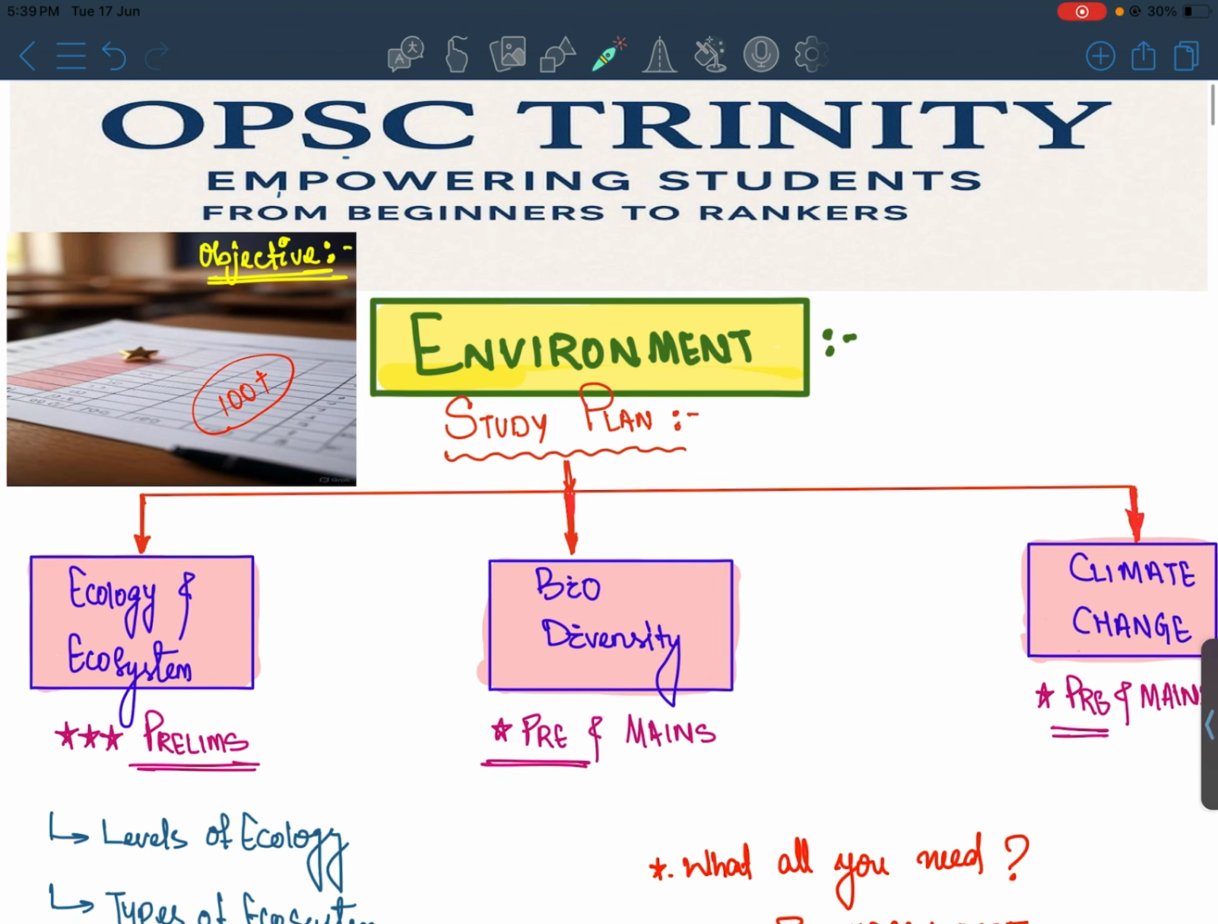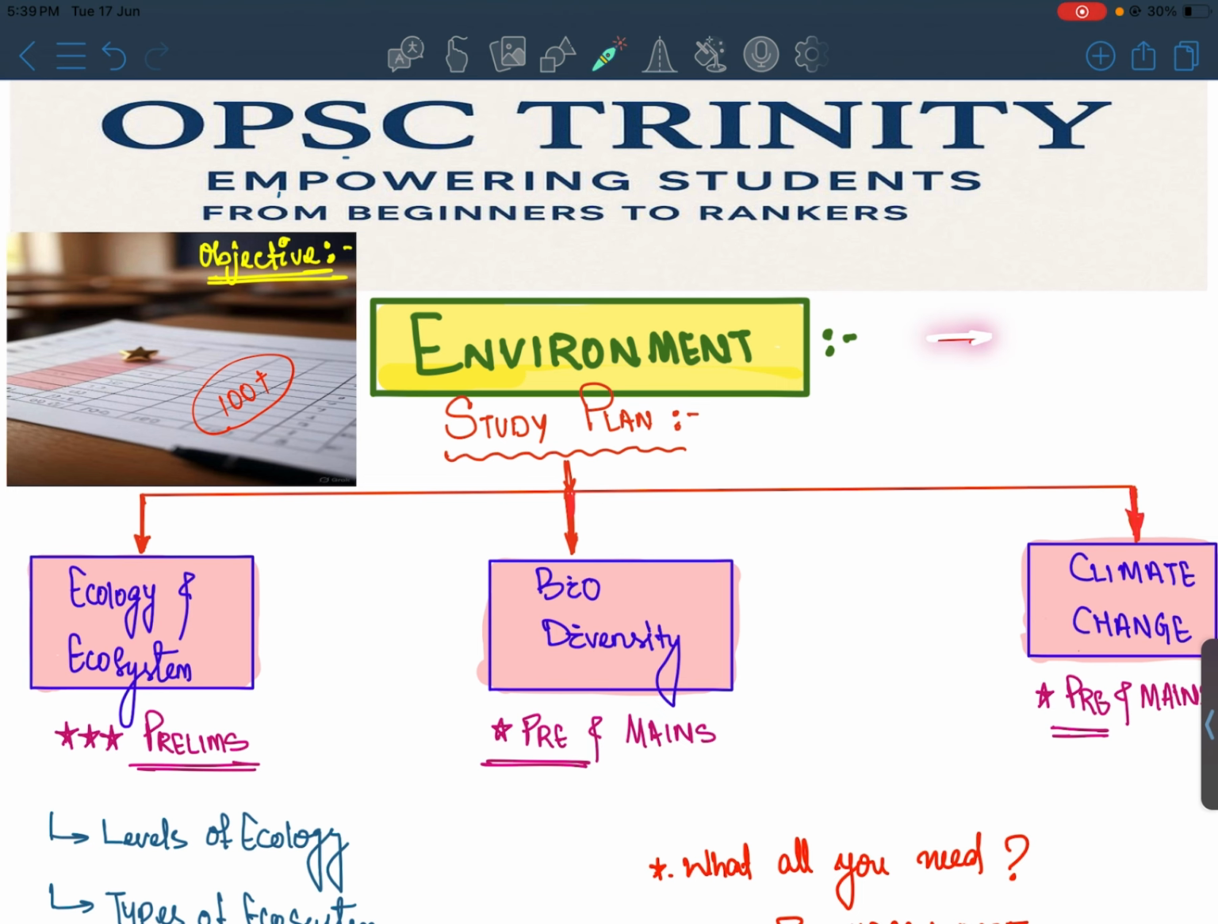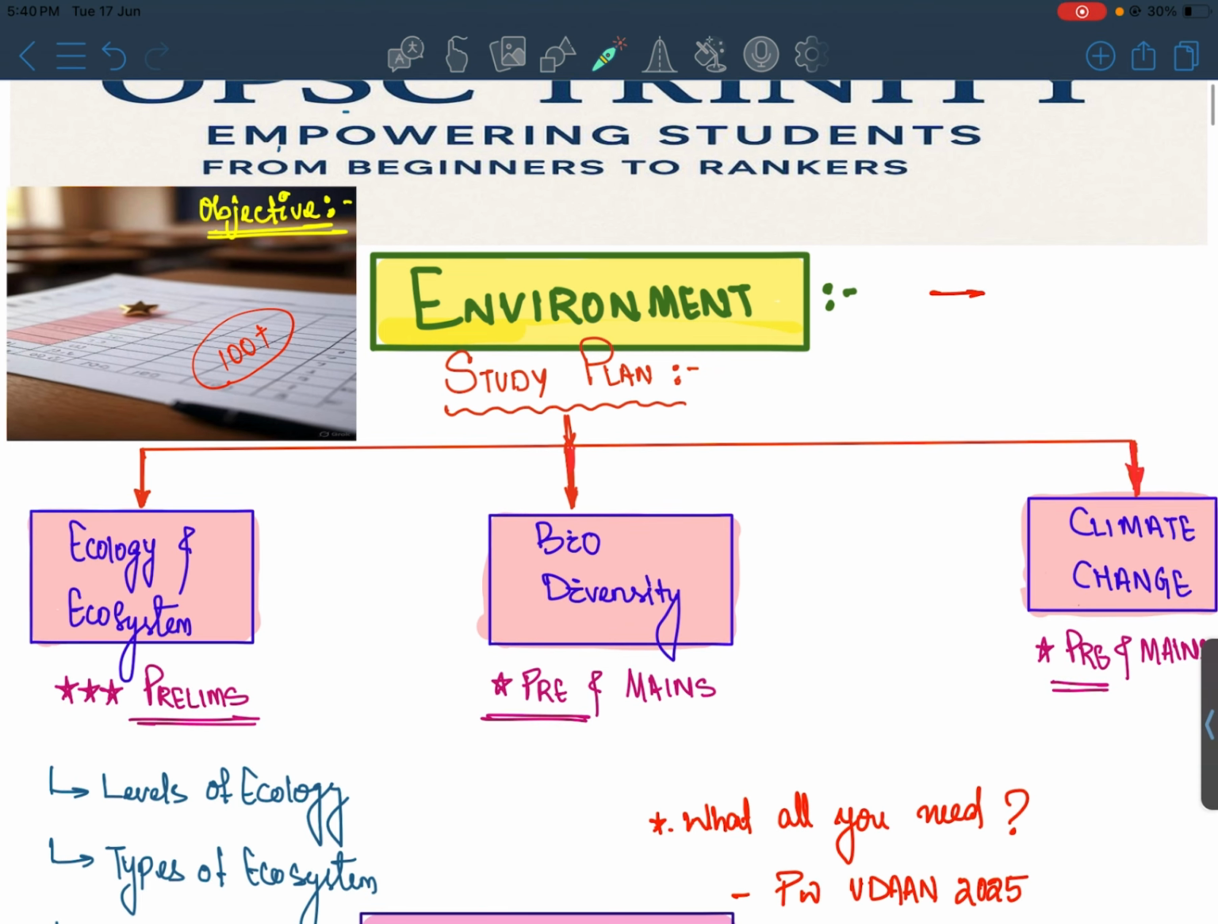And from today onwards, we will serially discuss the environment syllabus and the content of environment which has been provided by the UPSC syllabus itself. So, what will be the objective of this series? Primarily there are two objectives of this series.